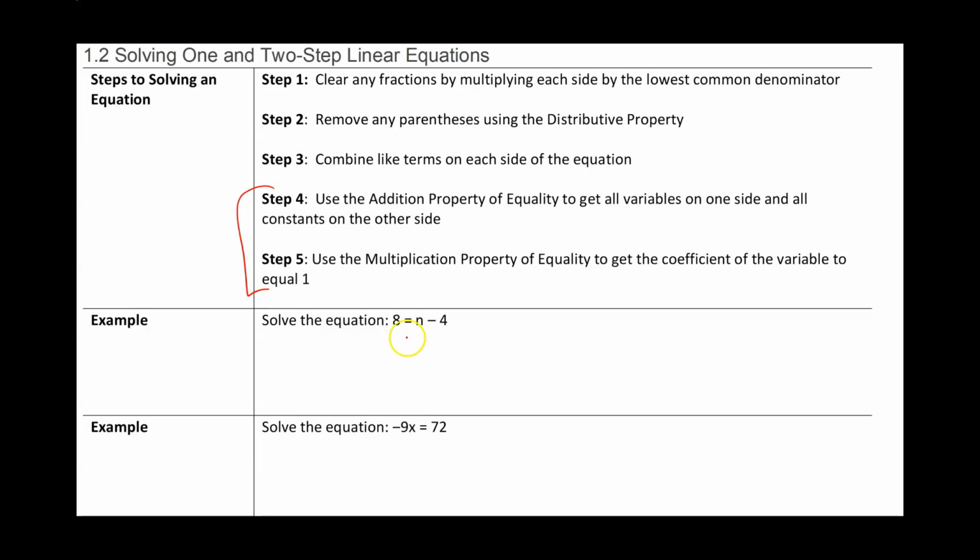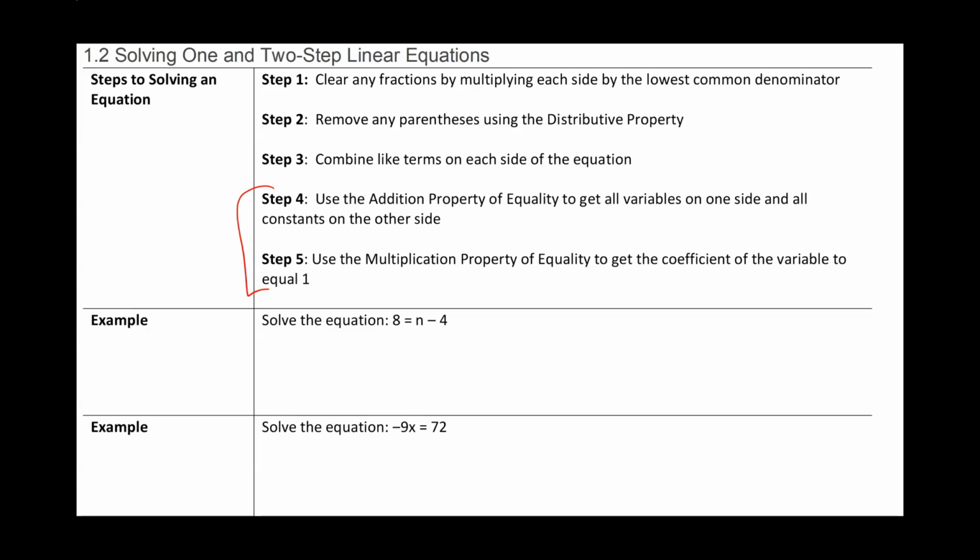So if you take a look at our first example, we have 8 equals n minus 4. The constants are numbers, and the variables, they're not constant because they can change. The variable can take on any value, whereas an 8 will always be an 8. The 4 will always be a 4, but the n, it could be 2, it could be 5, it could be negative 6, depending on the equation. So constants are numbers that are fixed, and then variables are the letters that we use.